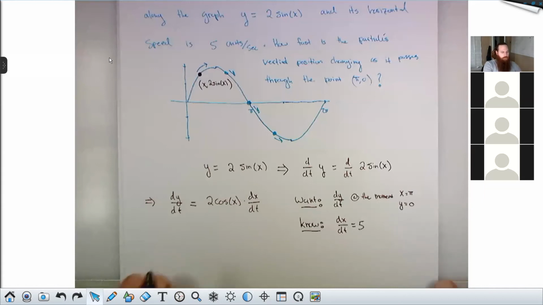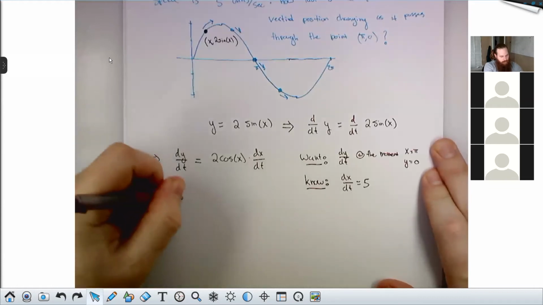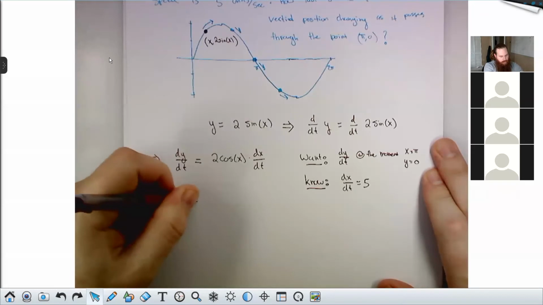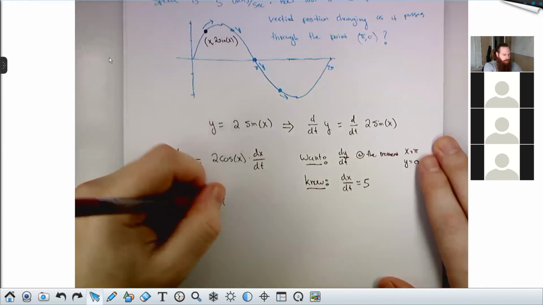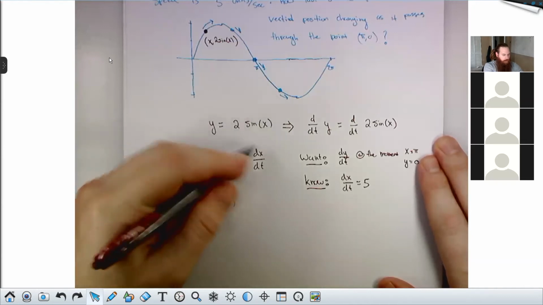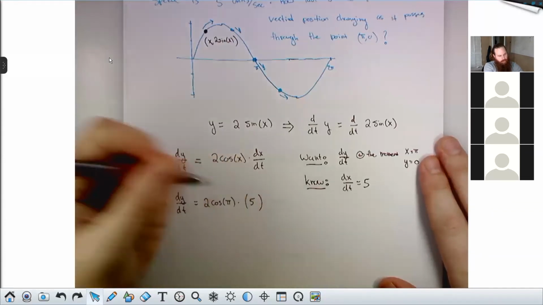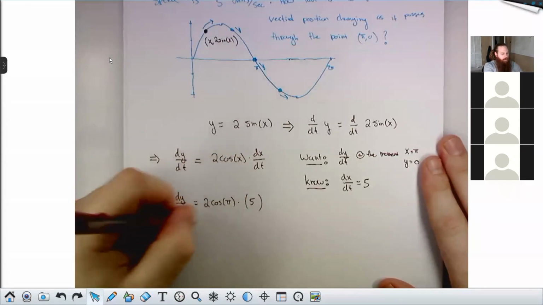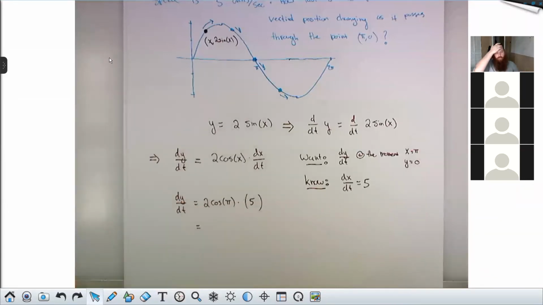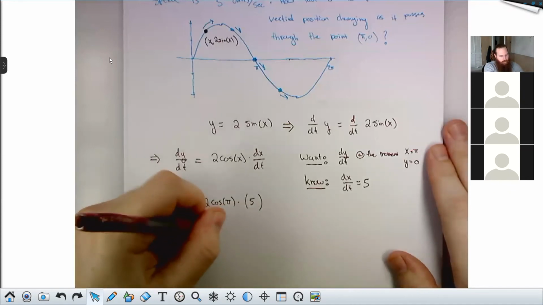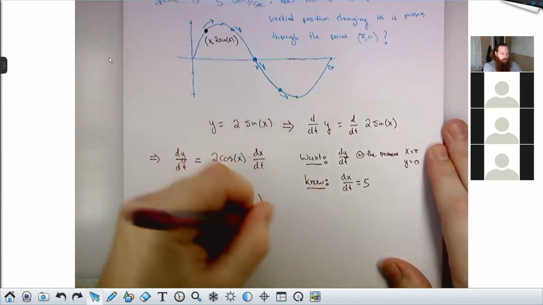Okay, so now I just plug these things in. The cosine of pi times dx/dt, which is 5. What's the cosine of pi? -1. Yeah, so this is 2 times -1 times 5, or -10.